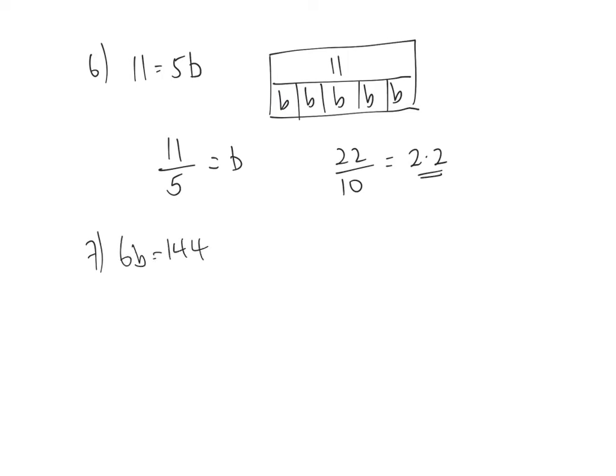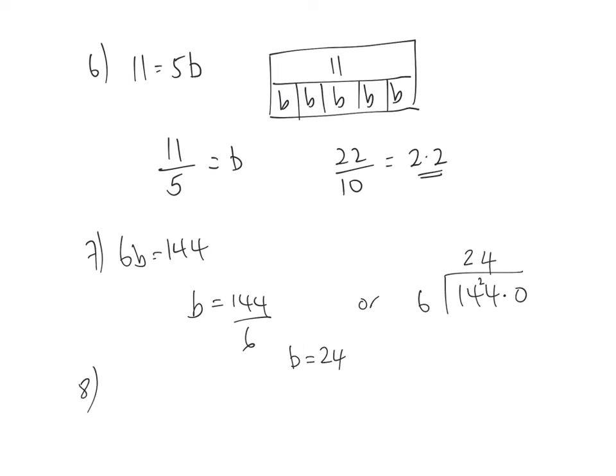For question 7, 6b equals 144, so b equals 144 over 6. Or you can write that as 6 and then into 144, and then 0.0. So the next thing, 6 into 14, 2 remainder. 6 into 24 goes 4. So b equals 24.